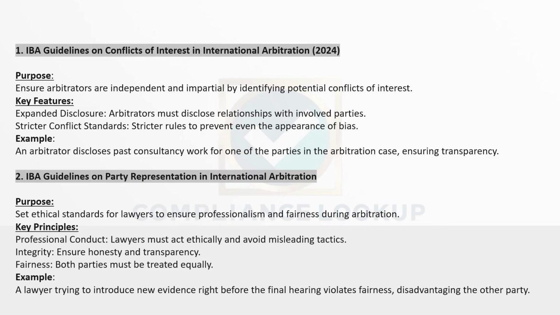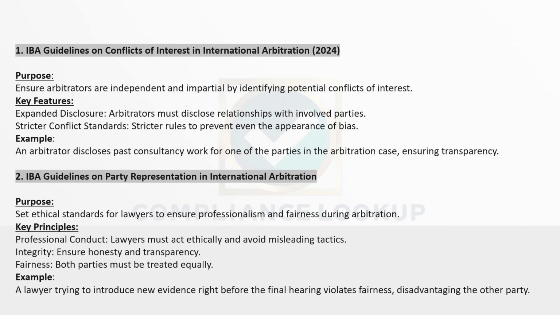Second, fairness. The guidelines emphasize that all parties should be treated equally, and the lawyers should not take advantage of loopholes or try to mislead the tribunal. Third, integrity. Lawyers are expected to uphold the integrity of the arbitration process by not presenting false evidence or making frivolous claims.